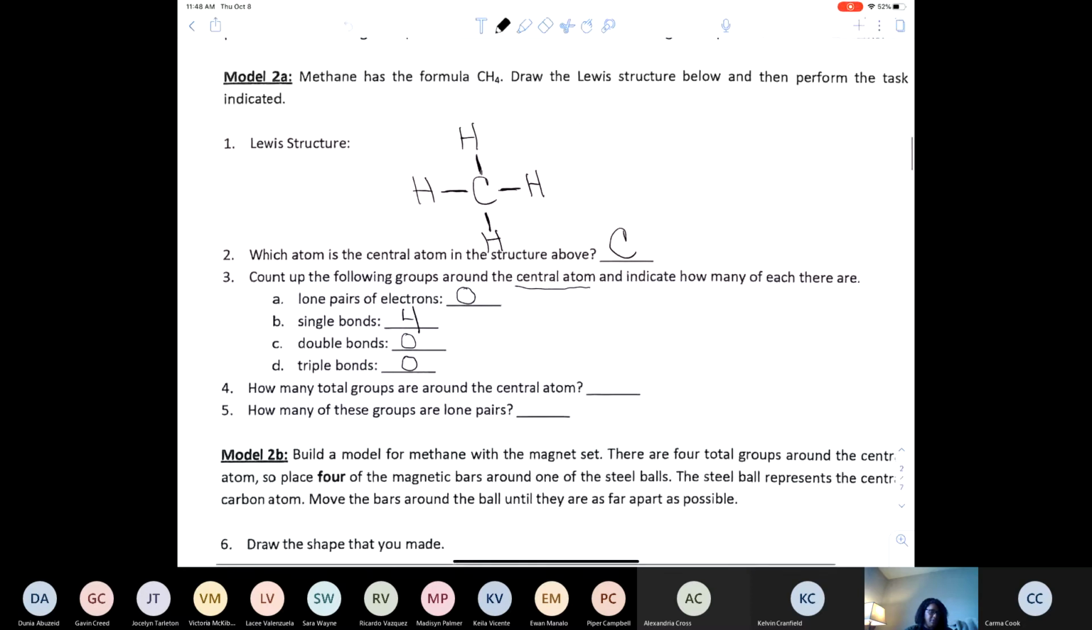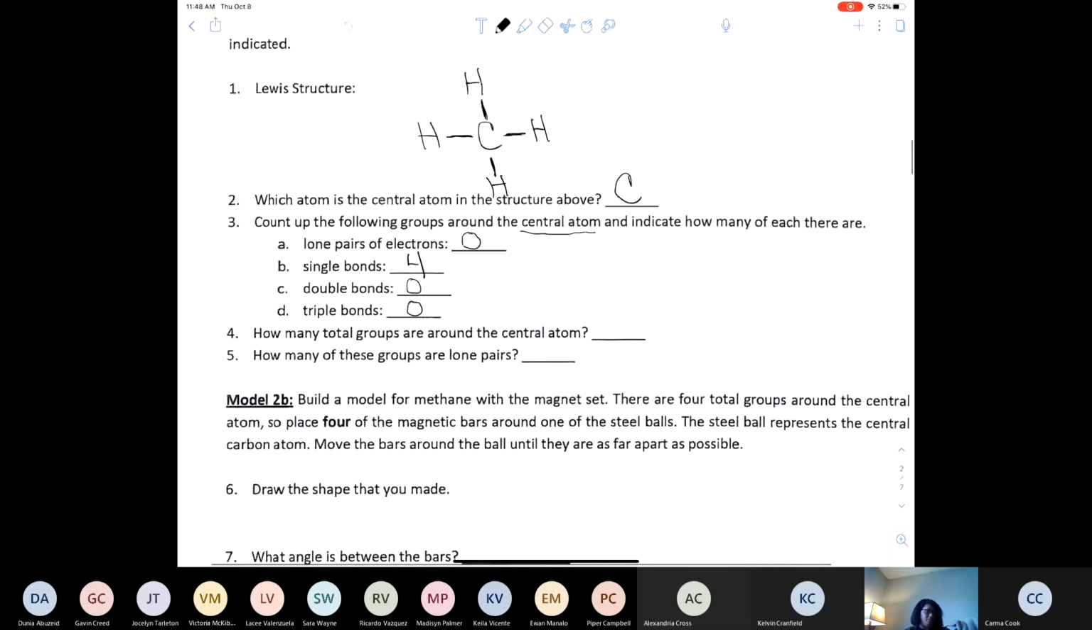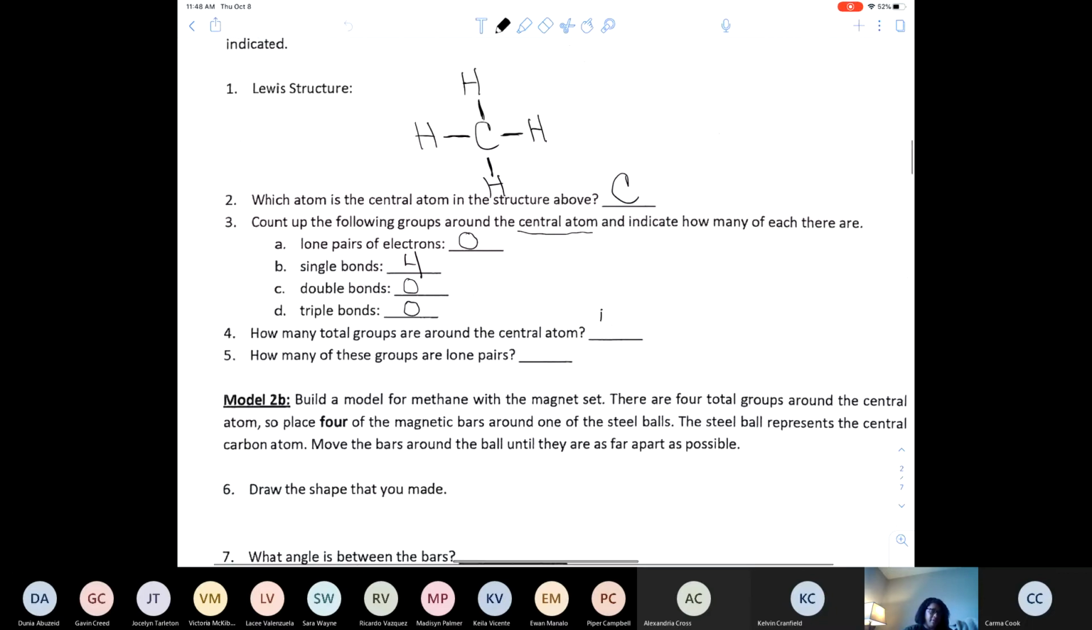Okay. So now that we've discussed electron groups, let's answer questions 4 and 5. And I think you already did. How many total groups are around the central atom? 4. And how many of these are lone pairs? 0.